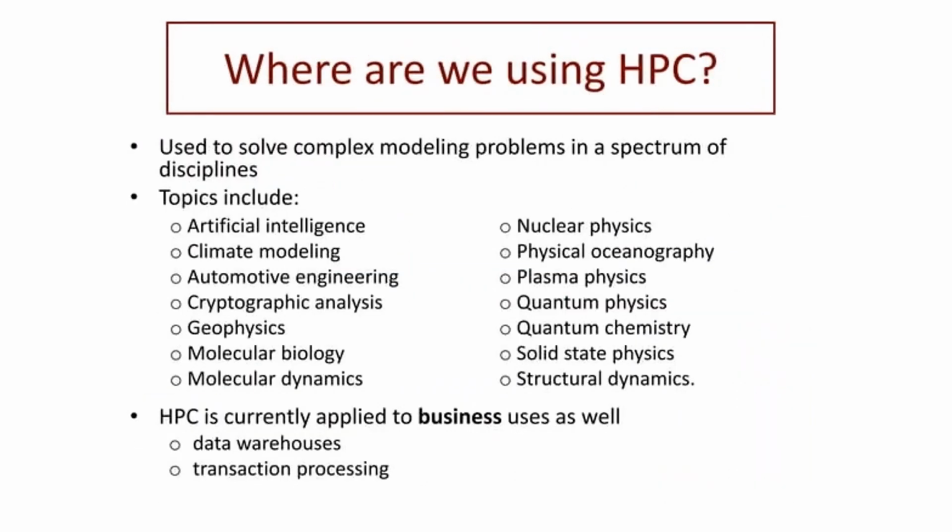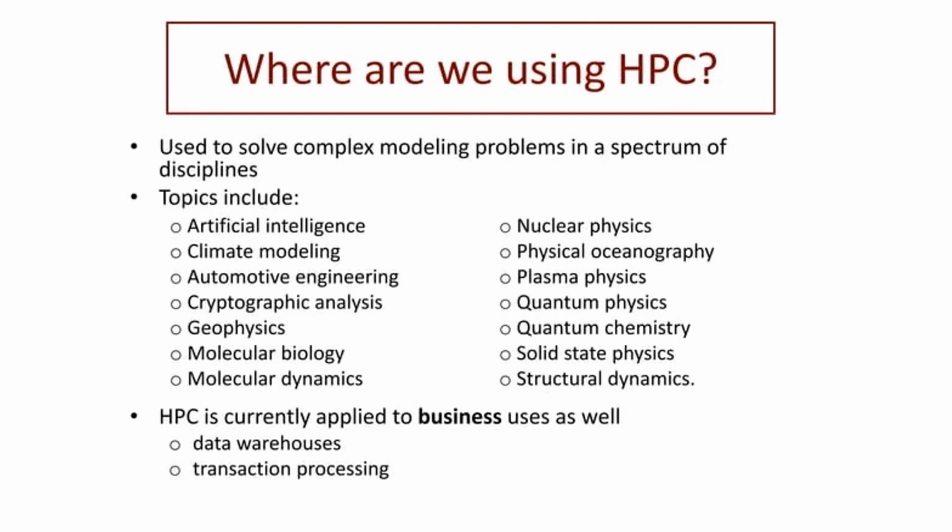Some examples. Where are we using HPC right now? It is used to solve complex modeling problems in a spectrum of disciplines. Topics include artificial intelligence, climate modeling, automotive engineering, cryptographic analysis, geophysics, molecular biology, molecular dynamics, nuclear physics, physical oceanology, plasma physics, quantum chemistry, solid state physics, and structural dynamics.